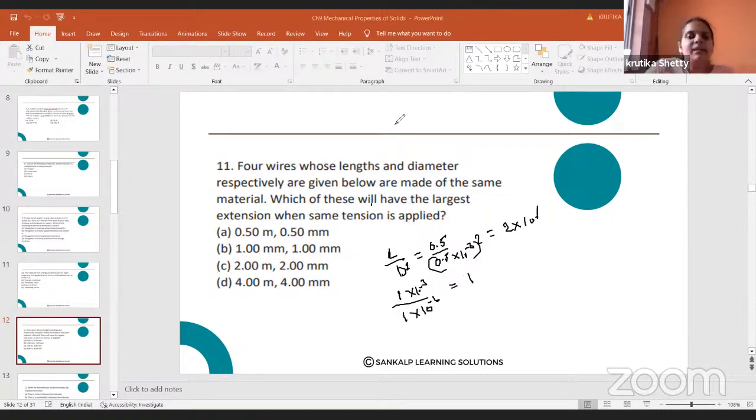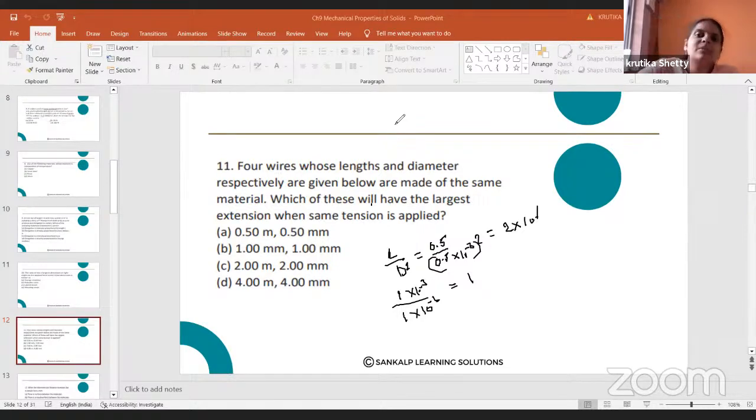Similarly for C and D you calculate. If you calculate for C and D, yes, A is the correct option here. Okay? So calculate the same way: 2 divided by 2 into 10 raised to minus 3, 4 divided by 4 into 10 raised to minus 3. So option A gives 2 into 10 raised to 6, option B gives 1, option C gives 1000, and option D also gives 1000.